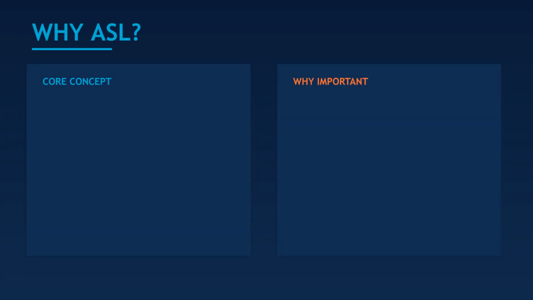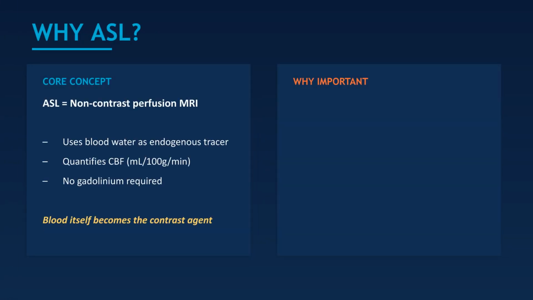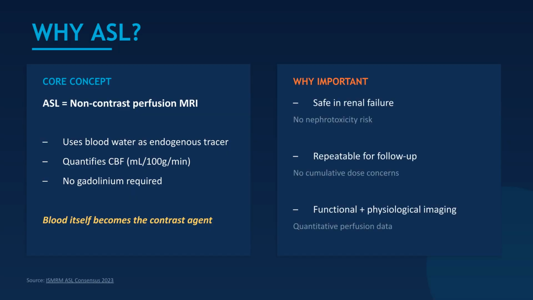Why is ASL important? It is a non-contrast perfusion MRI technique using blood water as an endogenous tracer to quantify cerebral blood flow, or CBF. It's safe for patients with renal failure and repeatable for follow-up studies, providing quantitative perfusion data.